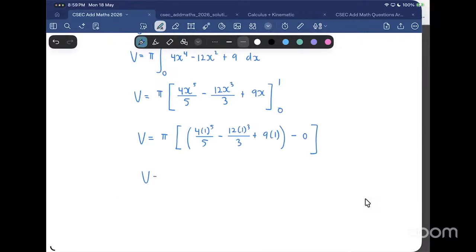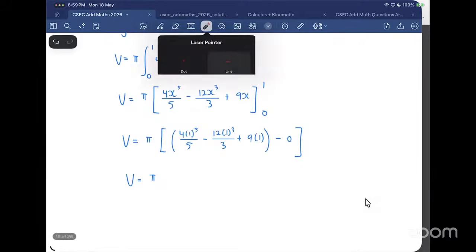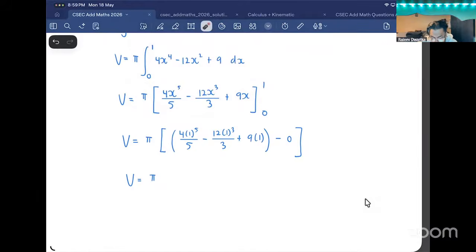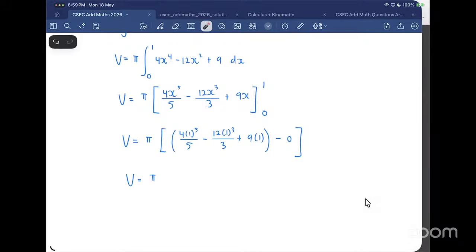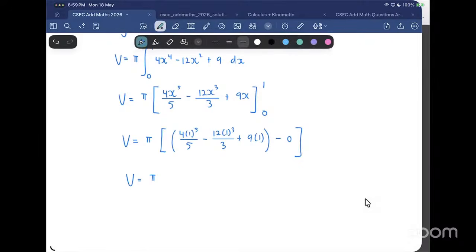But I mean, it's being multiplied by 1, so wouldn't the answer just be the same thing, but without x, I guess? Wouldn't it be 4 to the power 5? Yeah, it would just be 4 over 5 minus 12 over 3 plus 9. That's what you're saying.